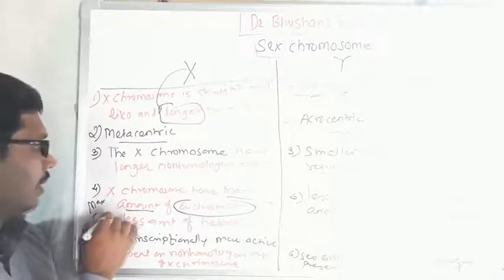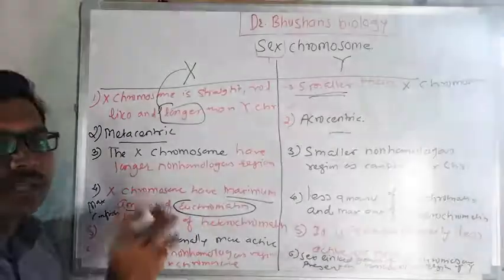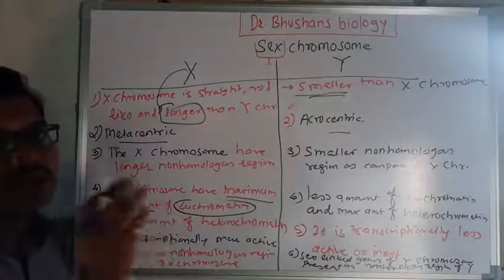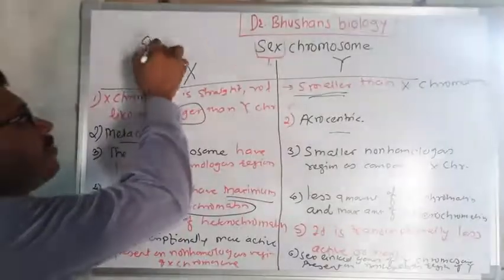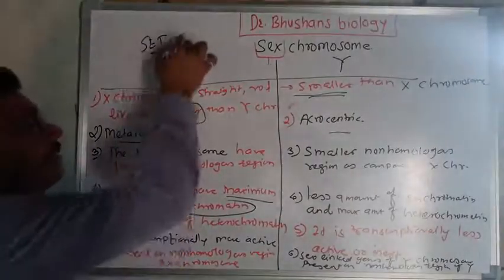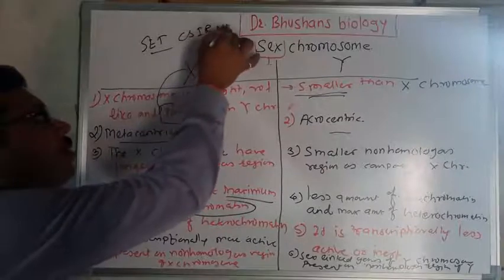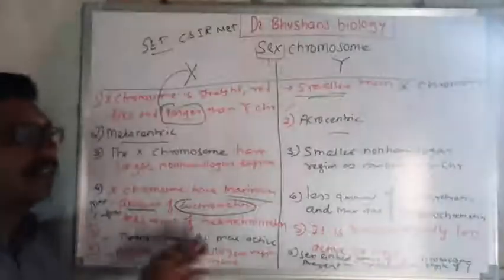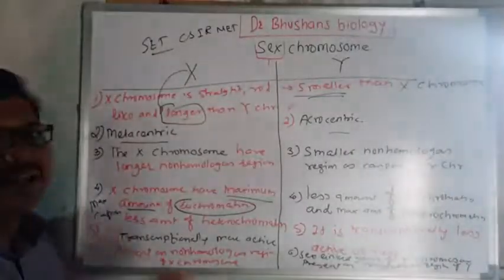Maximum confusion is over here, and you can see such types of sentences which are asked in different types of exams. In the last few exams of SET and CSIR NET, you can see the question, and just on the basis of this sentence you can solve the 4 marks question. Generally this question is also asked in CET and NEET exams.